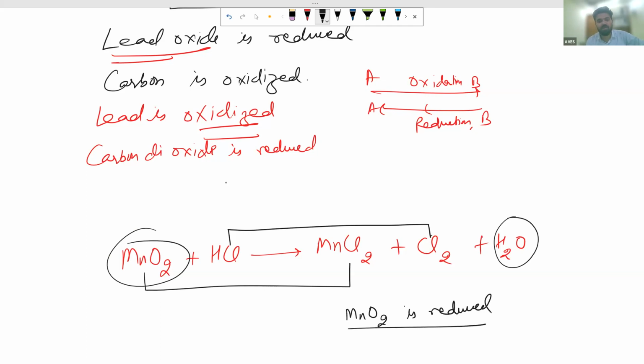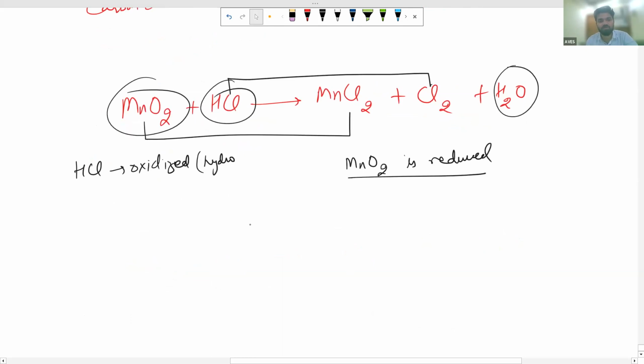And HCl, hydrochloric acid, is oxidized or reduced? Oxidized. Why? Because hydrogen is being removed. So it is oxidized because hydrogen is removed. And if I ask you which one is the oxidizing agent?